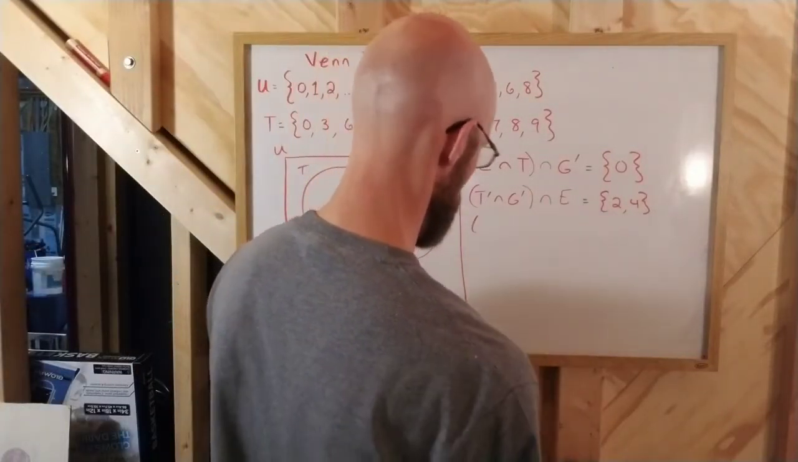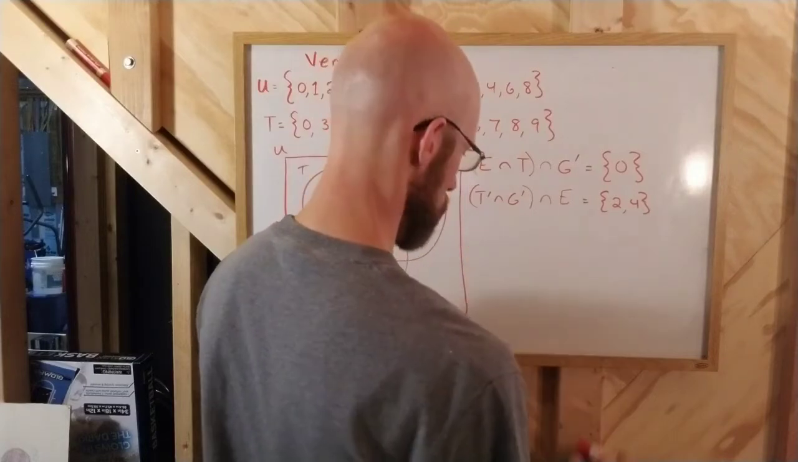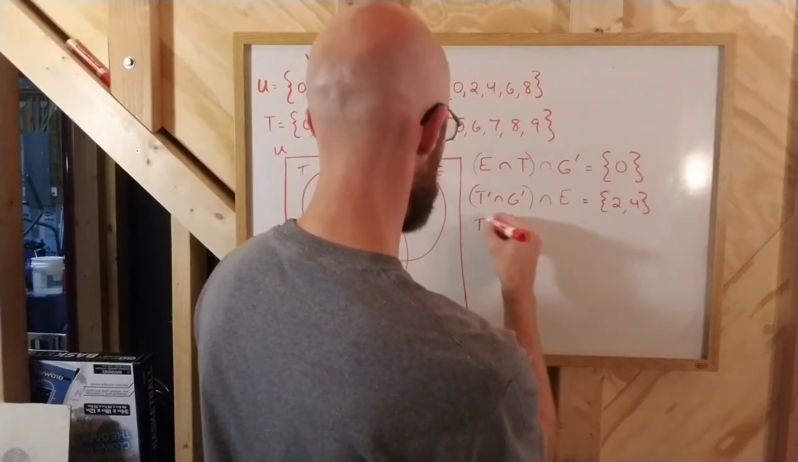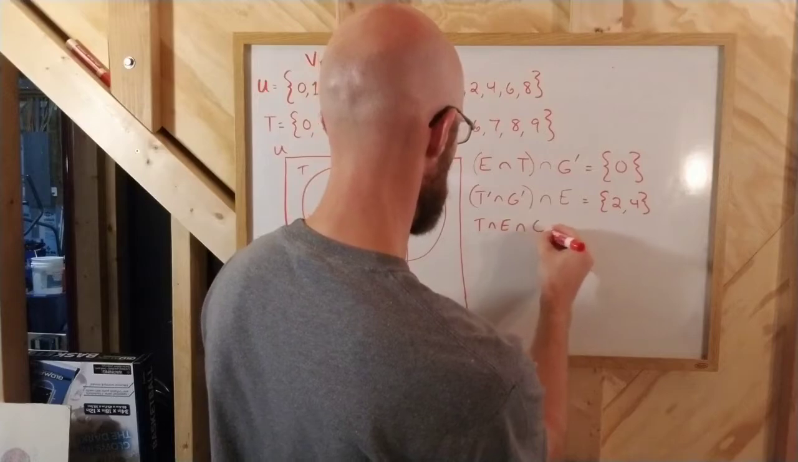So we'd have, you probably don't even need the parentheses on this. It's just T intersect E intersect G.